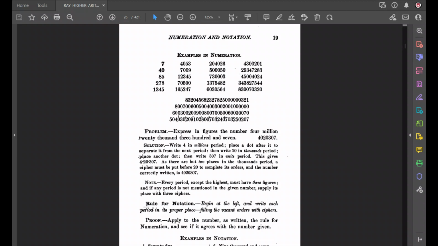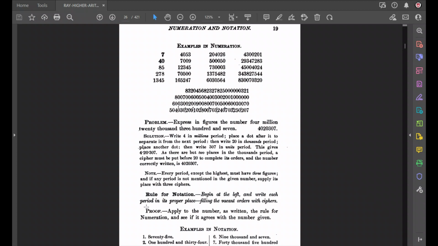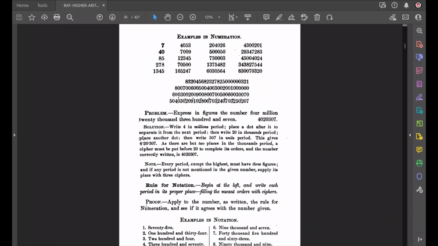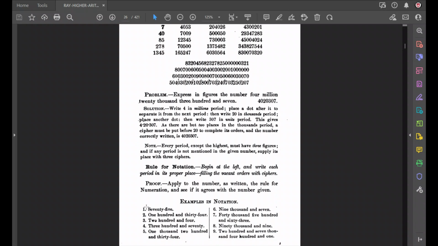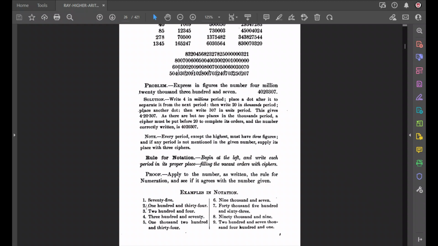We're then given other problems to solve, other numbers, some of them really huge. I'm going to leave that alone. So you have problems to do. What's significant on the end of the next page, so this is page 26 in the textbook, we have a rule for notation. Find that. You see that there are problems listed, but then there's a rule for notation. The rule for notation: begin at the left and write each period in its proper place, filling the vacant orders with ciphers or zeros. To write numbers, begin at the left.